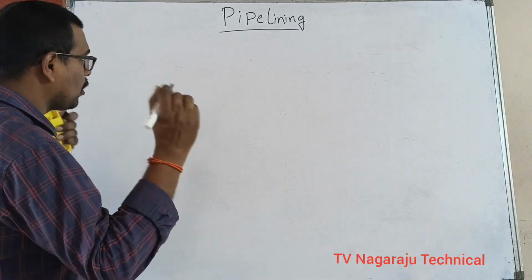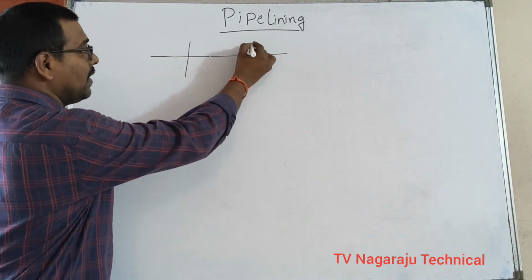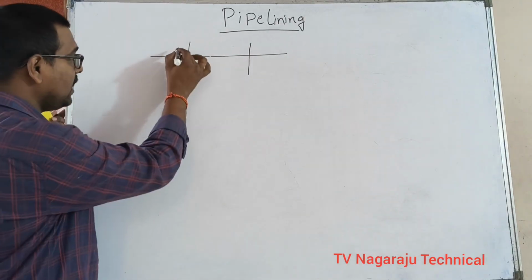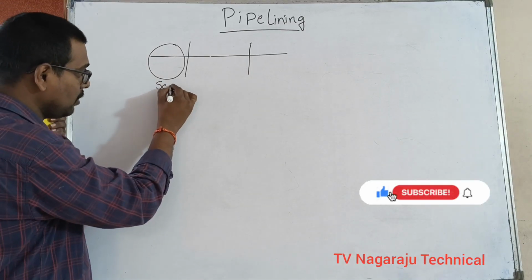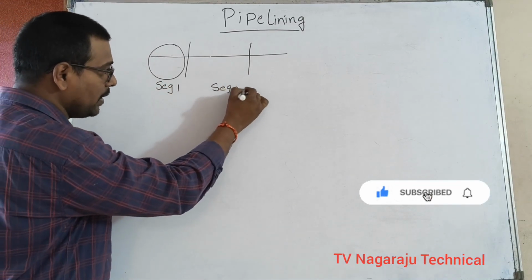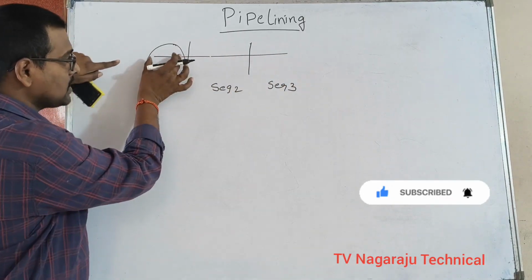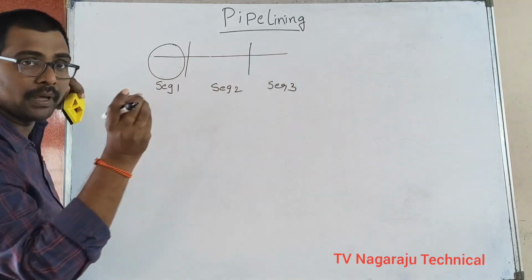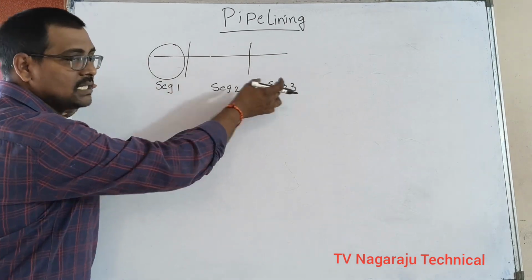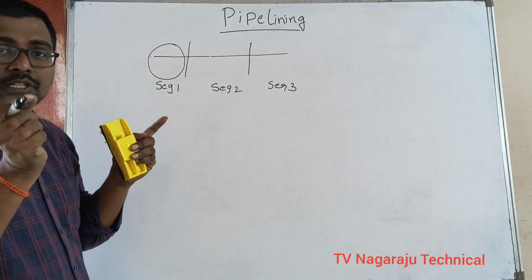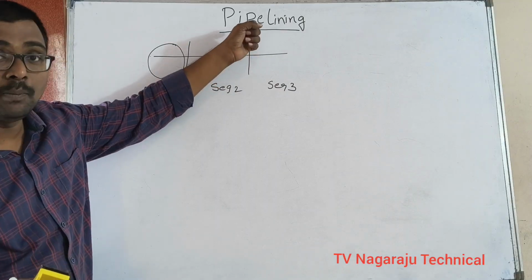Pipelining is simply the process of decomposing a sequential task into different sub-operations, with each sub-process executed in a segment. For example, this is segment 1, this is segment 2, this is segment 3. So, I have a sequential task. My task is divided into different sub-operations. Each sub-operation is executed in a corresponding segment and all the segments are executed concurrently, that is, in parallel. That is called pipelining.